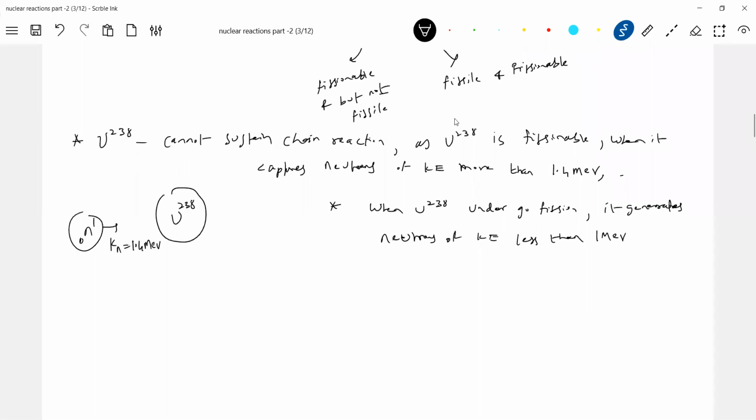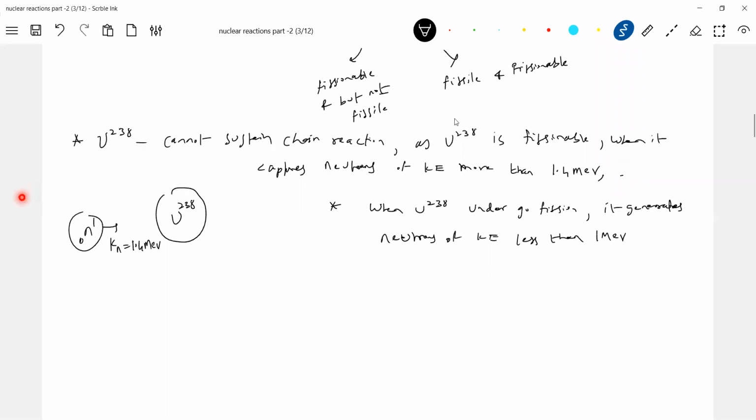Of course, sir, why don't you bring a neutron gun? Inside a nuclear reactor, I cannot bring a neutron gun. Okay, if an external neutron gun is there, I can project some neutrons. But for it to undergo a chain reaction, the neutrons generated from uranium-238 should themselves initiate further reactions. So this is the biggest problem we have with uranium-238.